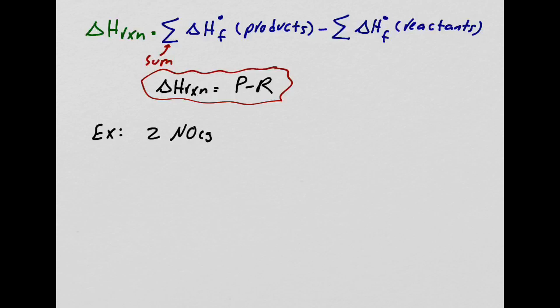Let's say I have 2 NO gas plus O2 goes to 2 NO2 gas. And what I want to figure out is the delta H of this reaction. Now, what you need is the delta H of formation, right? And I said that is kilojoules per mole usually.